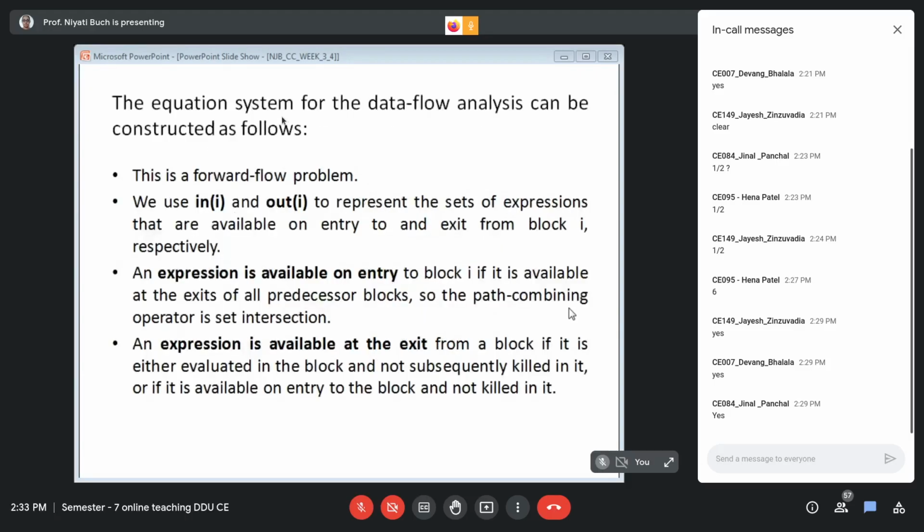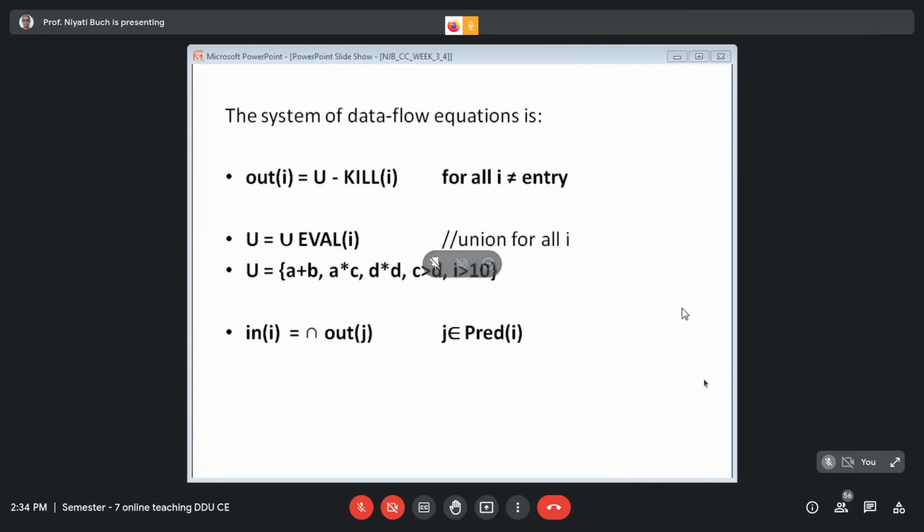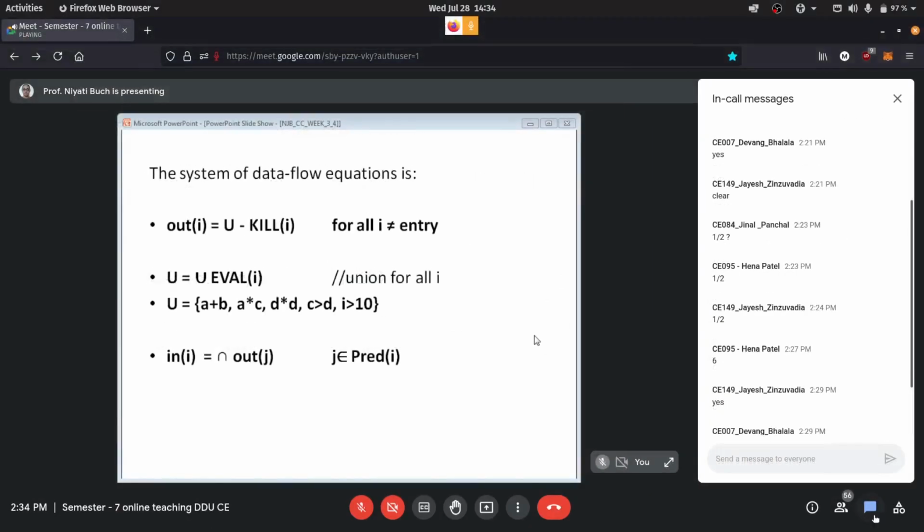Now, next is this equation system that we have seen. It will be used to find out the inset and outset of expressions on entry and at exit from a particular block. So for each and every block we are supposed to find inset and outset. We had stopped with this slide in the last session, wherein we had discussed how the outset is to be found and how the inset is to be found.